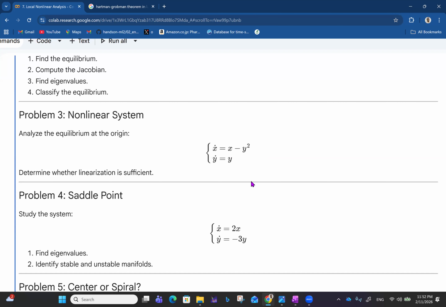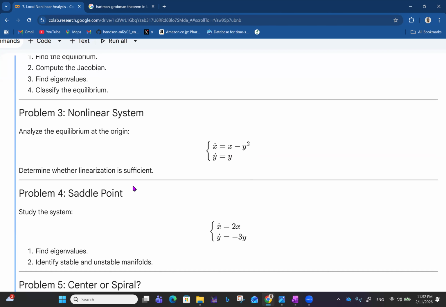Then you have saddle point. Okay, study the system. X dot is 2x, y dot is minus 3y. Of course, we can see here that the Jacobian is going to be 2, 0, 0, minus 3. So the eigenvalues are simply 2 and minus 3. Identify stable and unstable manifolds. The stable manifold is the y-axis. The unstable manifold is the x-axis, basically.